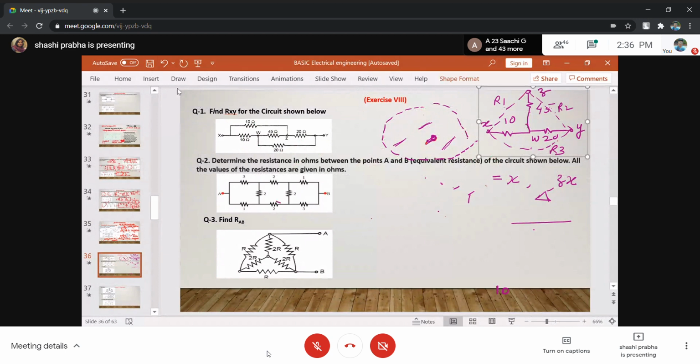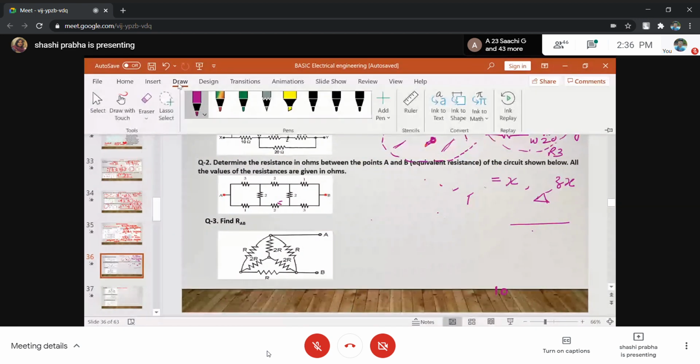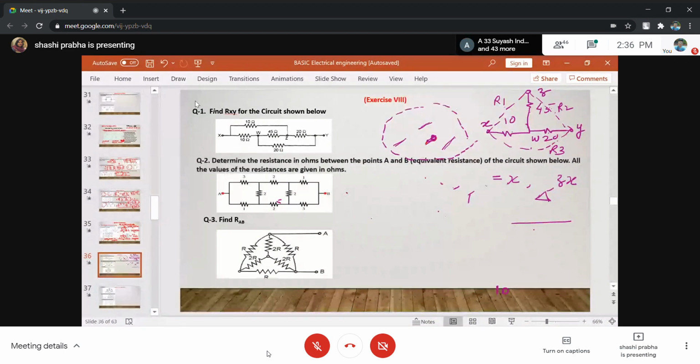Can we try this second one? हाँ, इसमें देखो. Determine the resistance in ohm between the point A and B, equivalent resistance of the circuit A and B. This is A and this is B. ये देखो A and B. Circuit लग ही नहीं रहा है कि स्टार है. तो A हम बना देते हैं इसको.